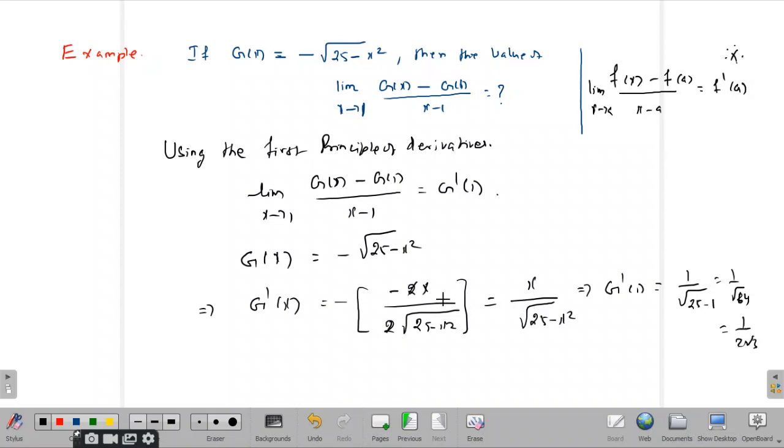So root of 24 is nothing but 2 root of 6. Remember the final answer. Therefore, limit x approaches 1 of g of x minus g of 1 by x minus 1 is equal to 1 over 2 root of 6. Go through it. Dear student, what is the correction here? 6 into 4 is 24, so root of 6 into 4 is 2 into root of 6. This should be root 6.